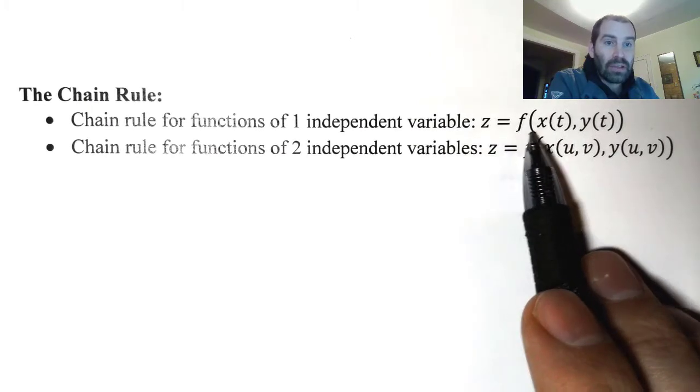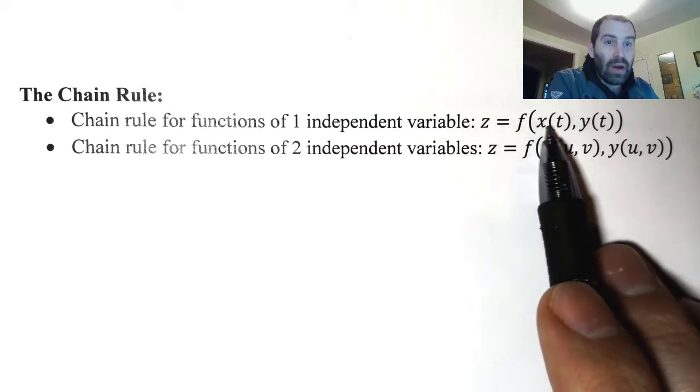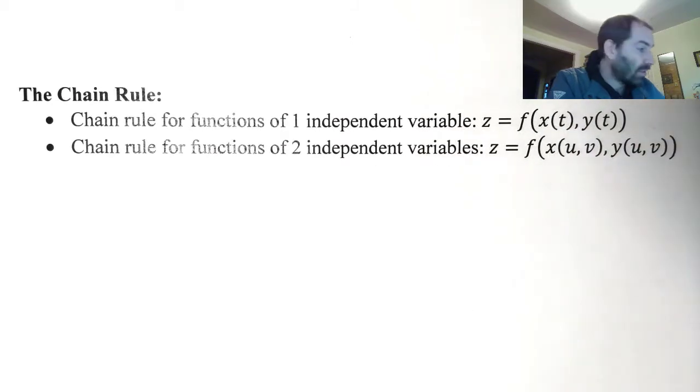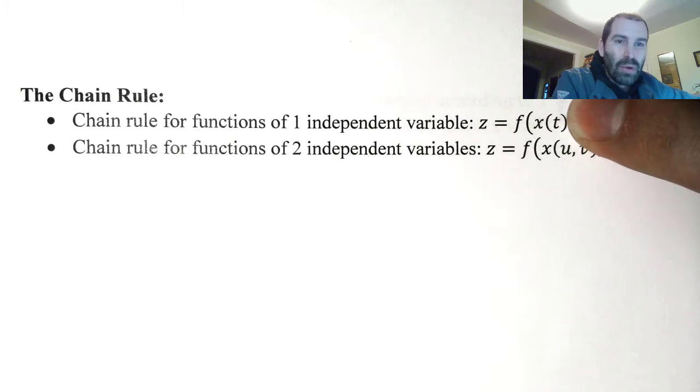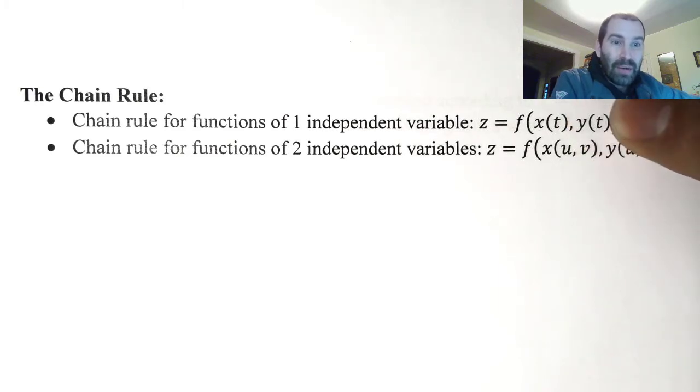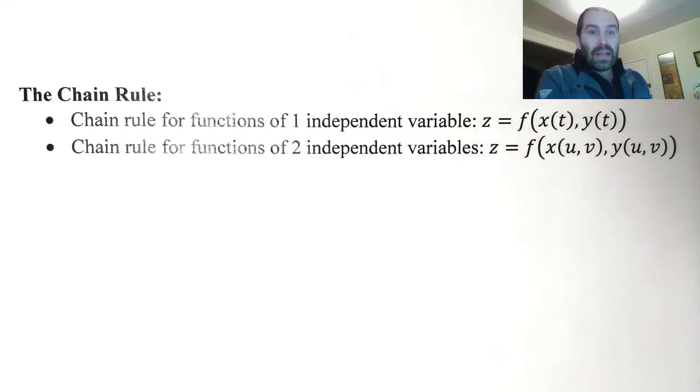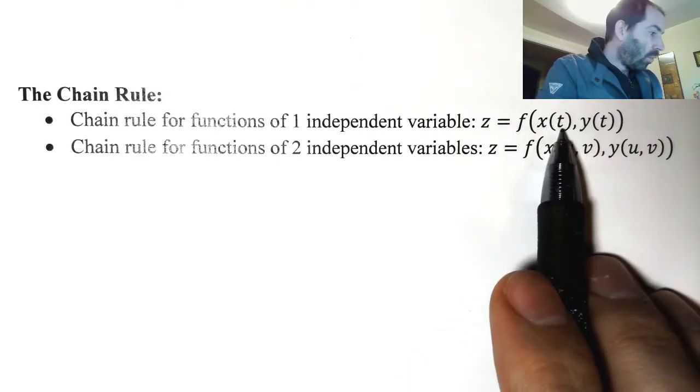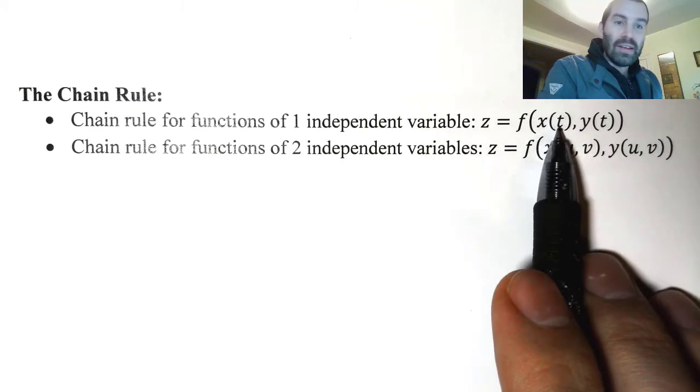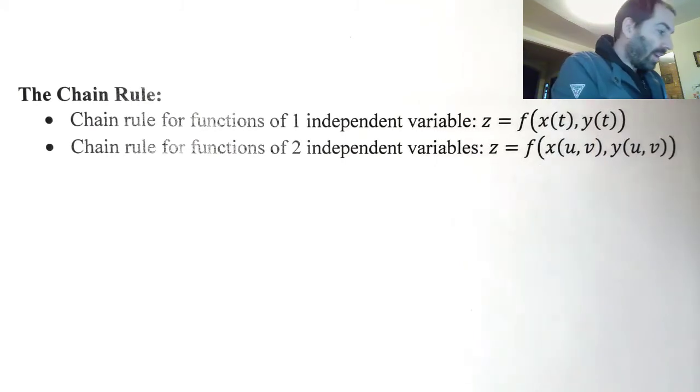We've got a function of x and y, and each of x and y are functions of t. Now in single variable calculus, you would have only seen one of these, right? But now we have multivariable functions, so we can have more than one. All right, so let's look at this case first, where we have one independent variable, this t in here. What does the chain rule say?